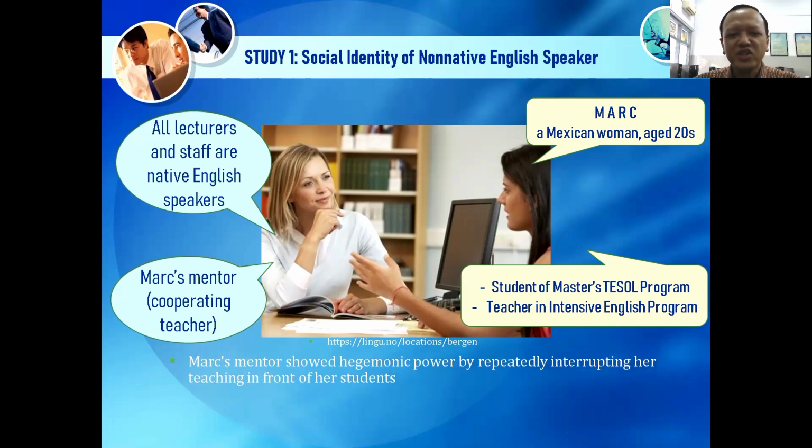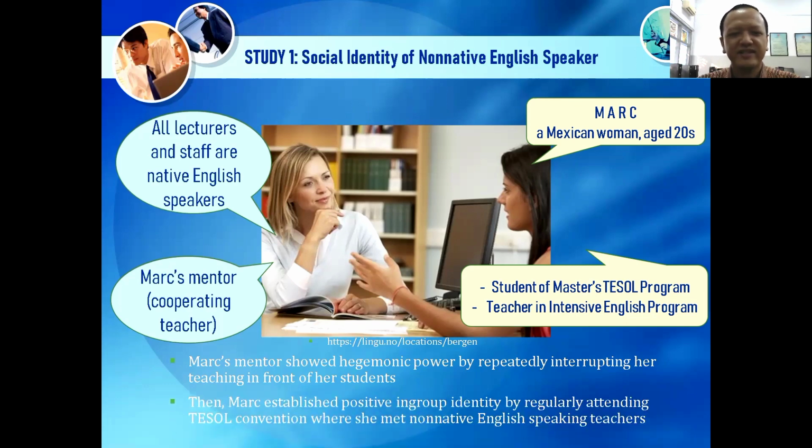Mark's mentor showed hegemonic power by repeatedly interrupting her teaching in front of her students. Then, Mark established positive in-group identity by regularly attending TESOL's convention, where she met non-native English-speaking teachers.